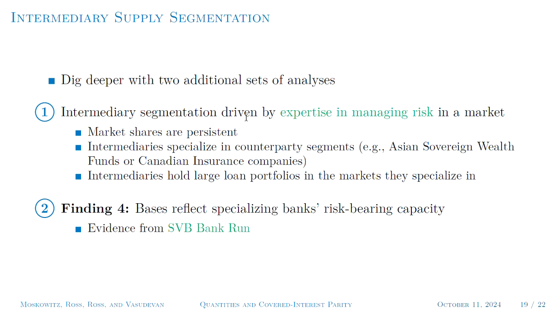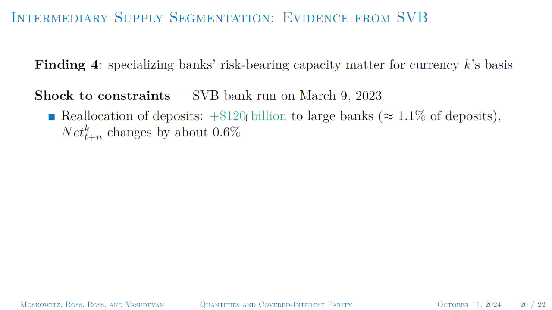Now I'll talk a little bit more about how bases reflect specializing banks' risk-bearing capacity, using evidence from the SVB bank run in 2023. In March of last year, there was the SVB bank run, and there was a large reallocation of deposits. This reallocation was primarily from small banks to larger banks, and our sample is primarily larger banks. Even though there was this reallocation from smaller banks to larger banks, some of the large banks had a very large amount of deposit inflow, and some had a smaller amount.